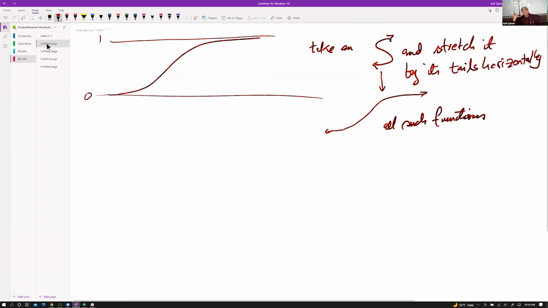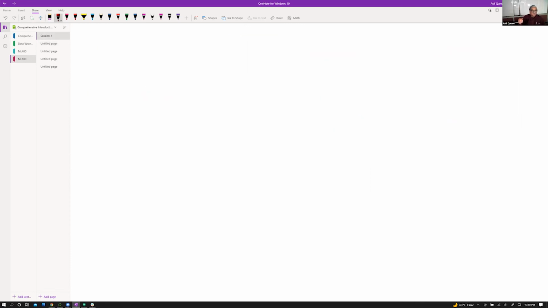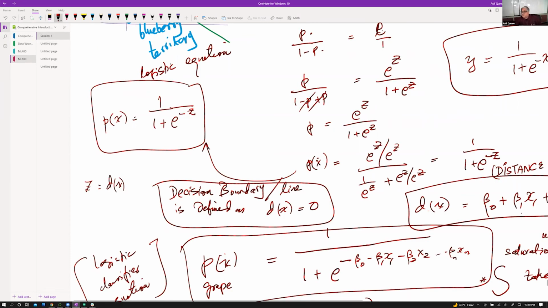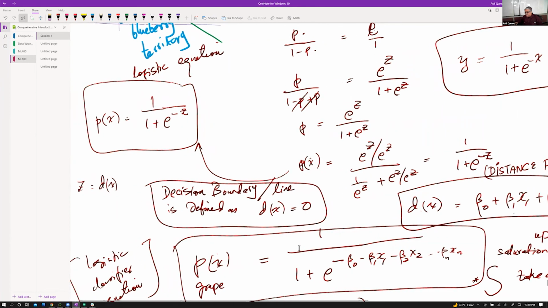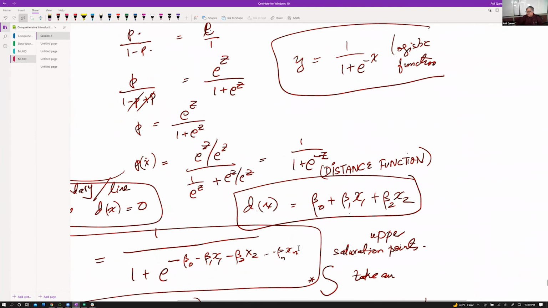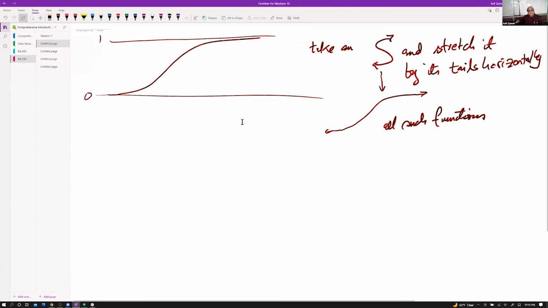All such functions that have the same property, that are continuous, differentiable, monotonically increasing, have upper and lower asymptotes. The word for these saturation points, there is a formal word for it that you may remember from calculus. These are called asymptotes, A-S-Y-M-P-T-O-T-E-S. Functions that have asymptotes, in other words, that look like a stretched out S, are all called sigmoid functions.